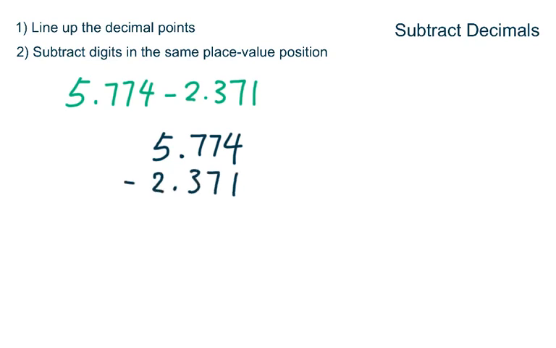And you can write a subtraction sign in the front. And then we are going to subtract from right to left. So the second rule says to subtract digits in the same place value position. Let's look at the thousandths place first. 4 minus 1 is 3. And then at the hundredths place, 7 minus 7 is 0. At the tenths place, 7 minus 3 is 4. And we just copy down the decimal point that we lined up. And at the ones place, 5 minus 2 is 3. So the answer of this problem is 3.403.